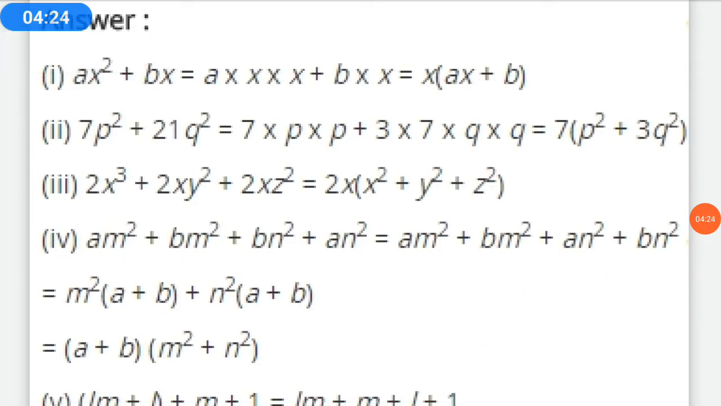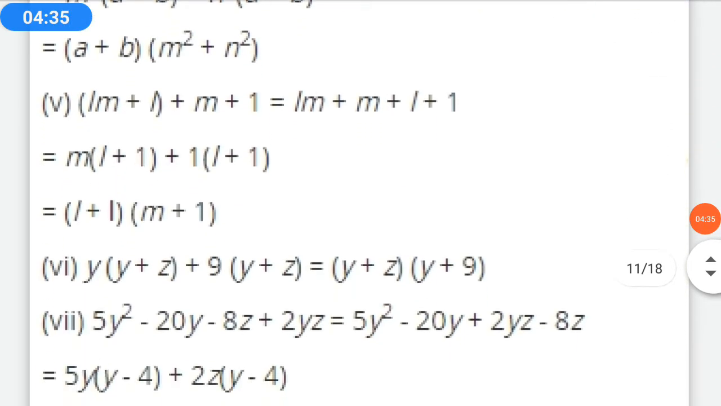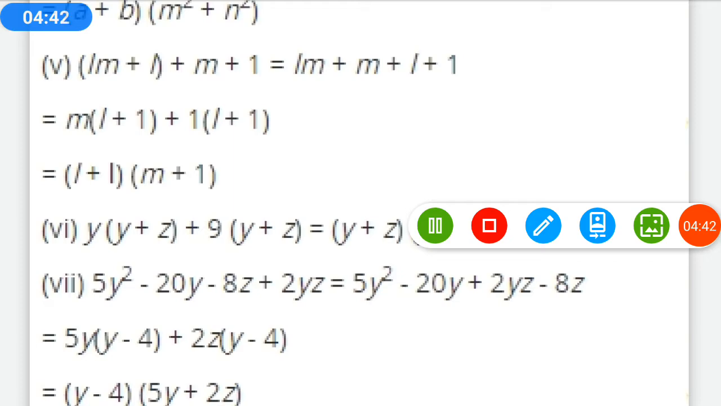So have you understood how to solve this question number 3 from exercise 14.2? Factorize means you have to just take the common, simplify, and take the common. If a bracket is there, you have to simplify. If no bracket is there, you can directly take the common and solve.